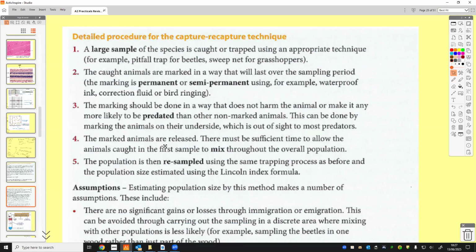You need to make sure that they're released back into the population and allowed sufficient time to mix. Depending on the organisms, that will not be left for a month or 2 months. It might be a day or a couple of days, depending on what it is. And then you would resample.